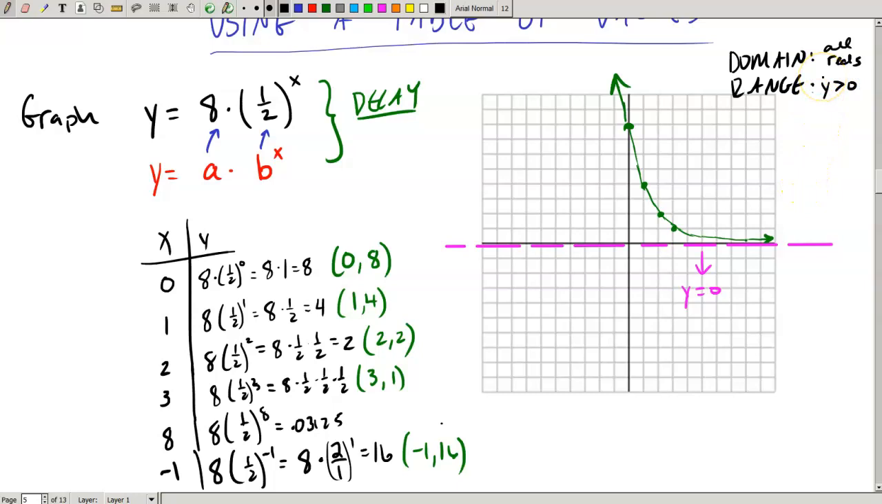The only thing that's different here is that we have exponential decay, which is given by this growth factor being a different value. That b value being different is going to dictate if it's growth or decay, and that's it for these types of graphs.